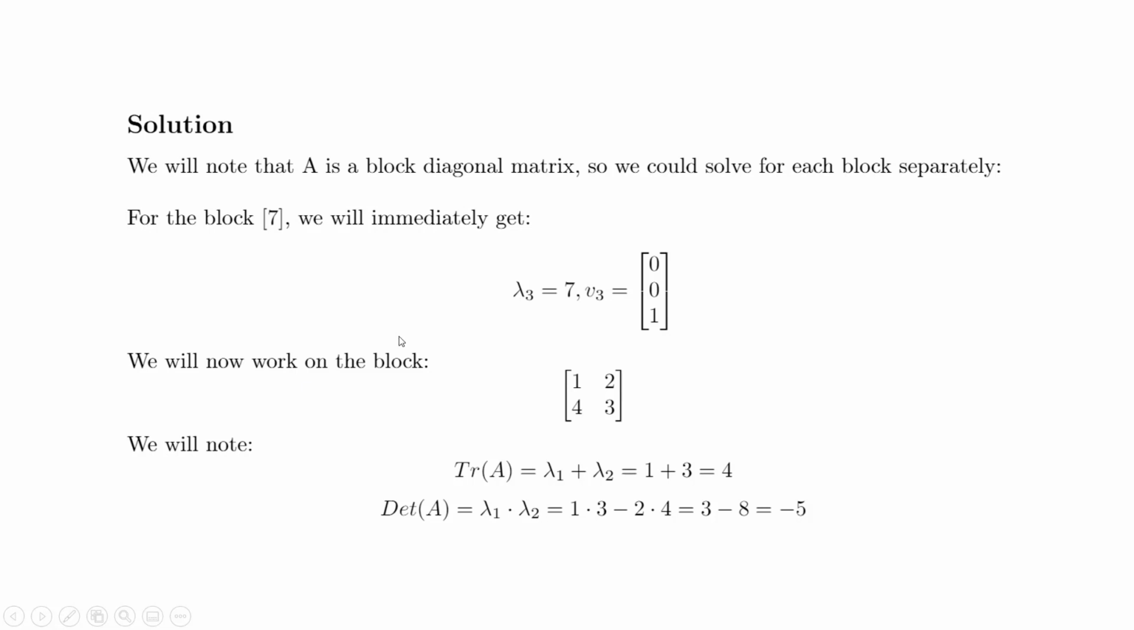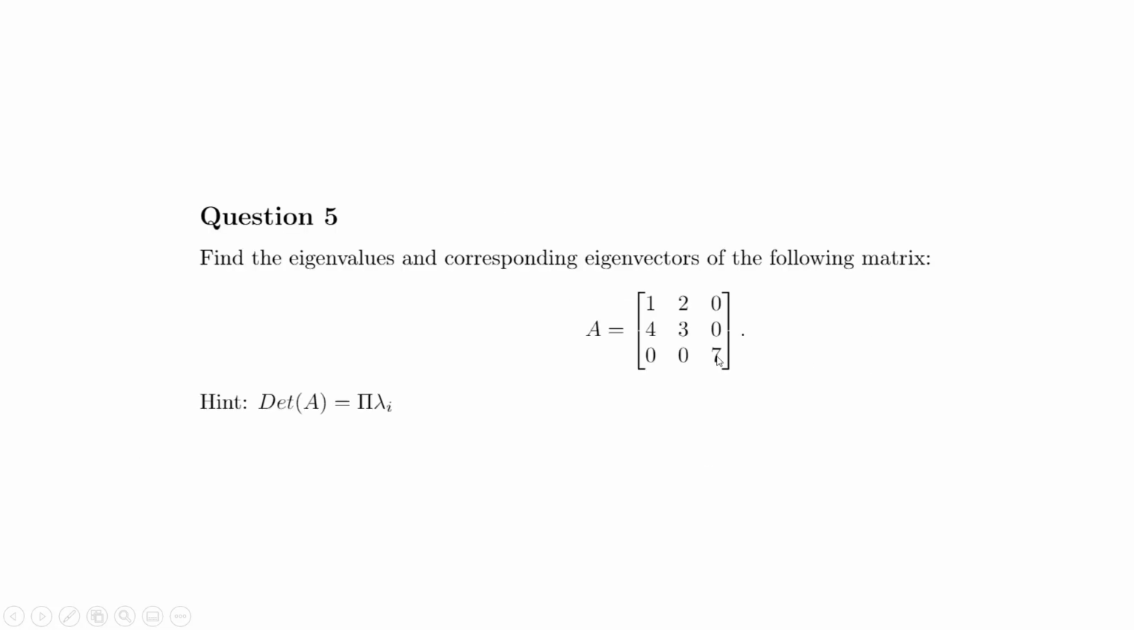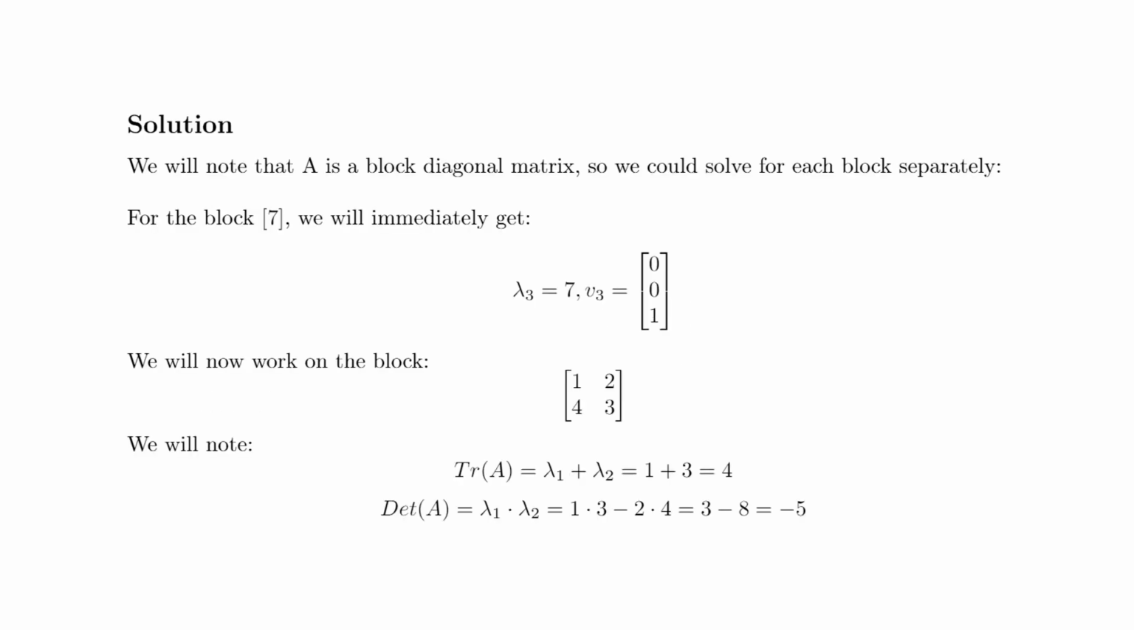Knowing that, we can know that lambda 3 is equal to 7 and v3 is equal to 0, 0, 1, because the third eigenvector does not apply to this part of the matrix. So multiplying the matrix by 0, 0, 1 would give us 0, 0, 7, which is 7 multiplied by the original vector. And so 0, 0, 1 is an eigenvector with an eigenvalue of 7.